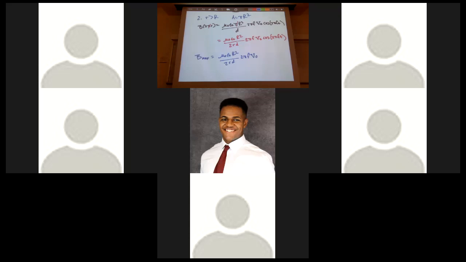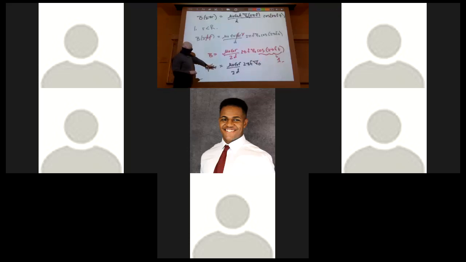Now, before I do part A, let's do part B. Part B says it wanted us to plot. Well, let's go back to here. This says if we're plotting it as a function of the radius, all of this stuff here is constant except for R. So what this means then is anywhere inside of the planes, my magnetic field has to linearly grow as R.